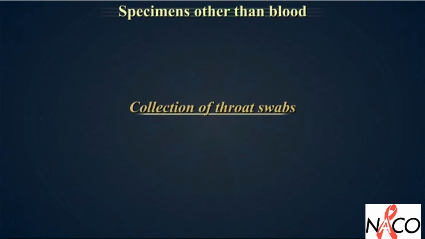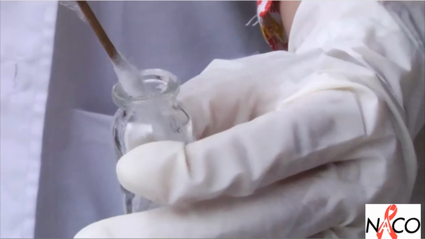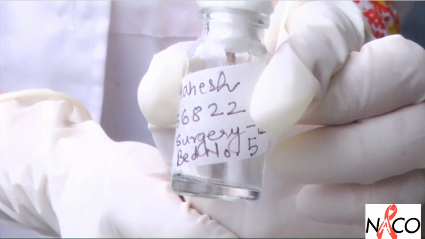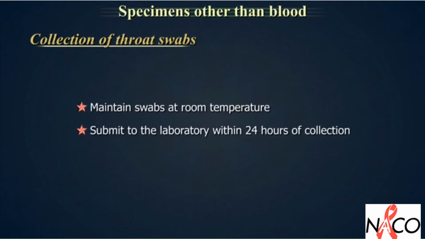Collection of throat swabs. Swab the tonsillar area and posterior pharynx. Place the swab into the transport media. Label swab with patient's full name, date or unique identification number, source of specimen, and date and time of collection. Maintain swabs at room temperature and submit to the laboratory within 24 hours of collection.